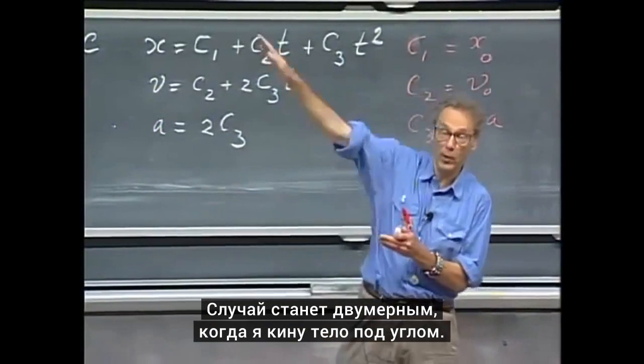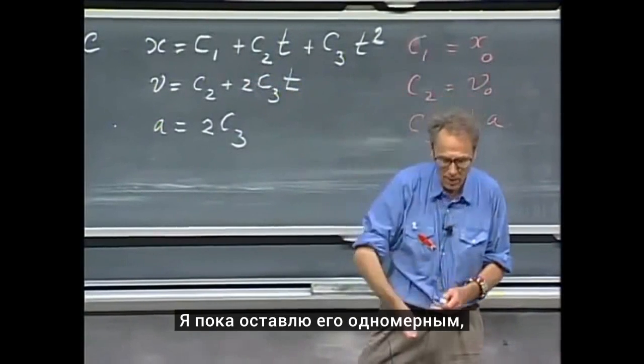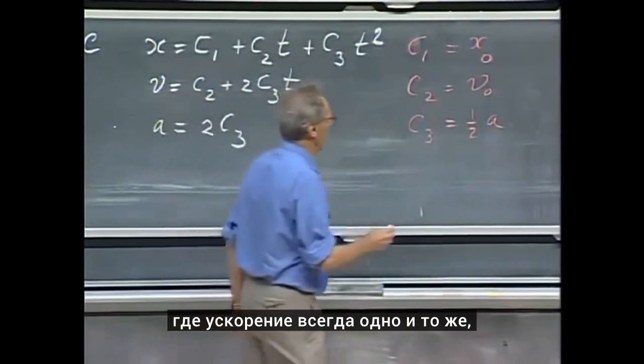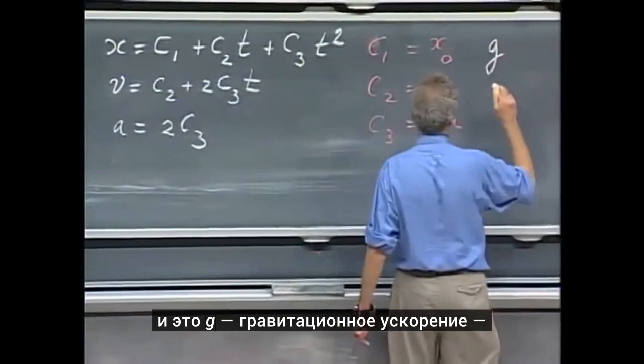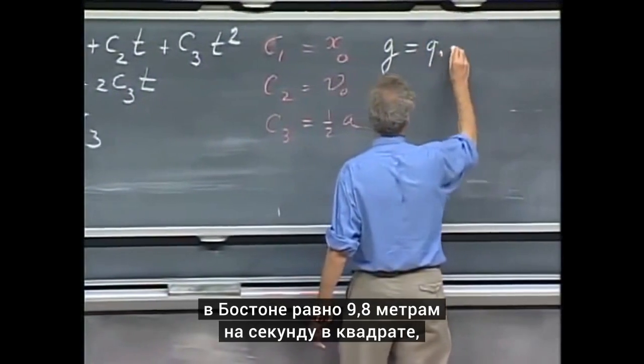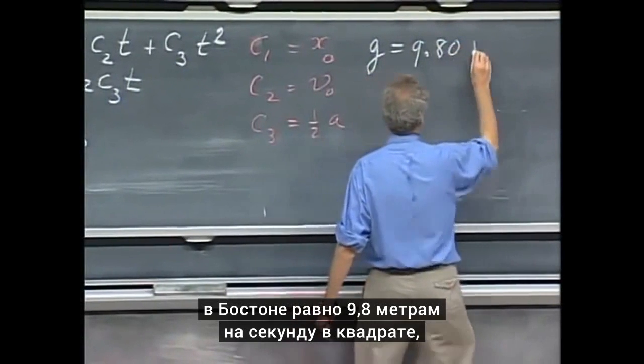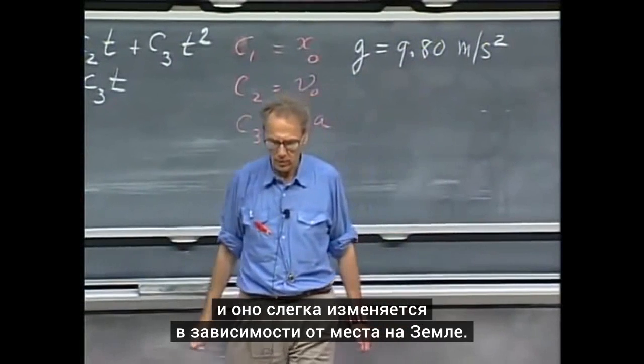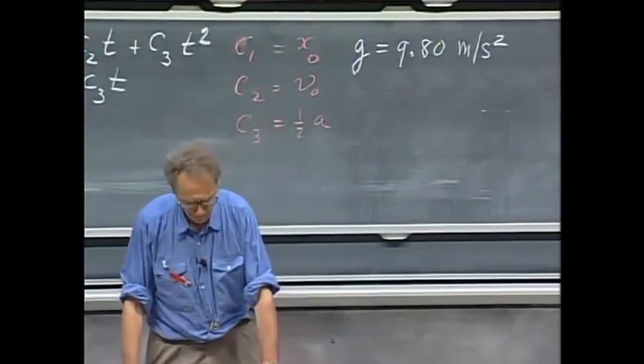It becomes two-dimensional when I throw it at an angle. I keep it one-dimensional. The acceleration is always the same. And that g, the gravitational acceleration, in Boston is 9.80 meters per second squared. And it varies a little bit for different places on Earth.